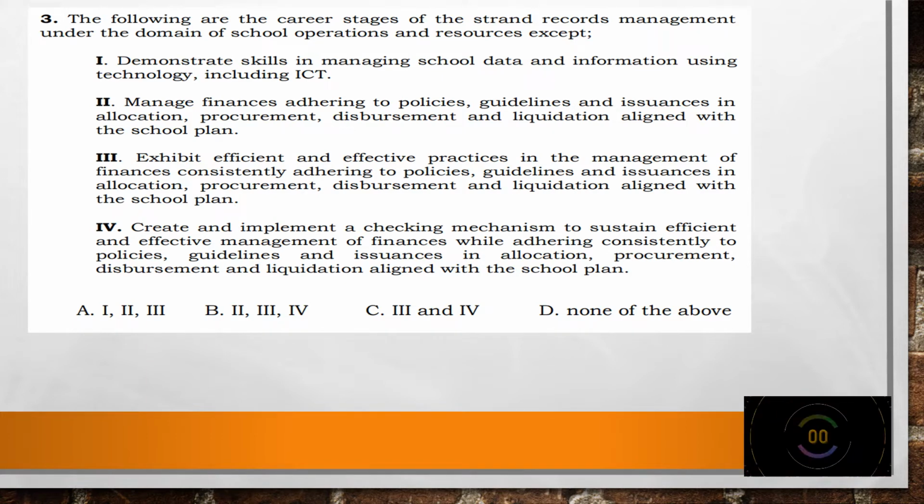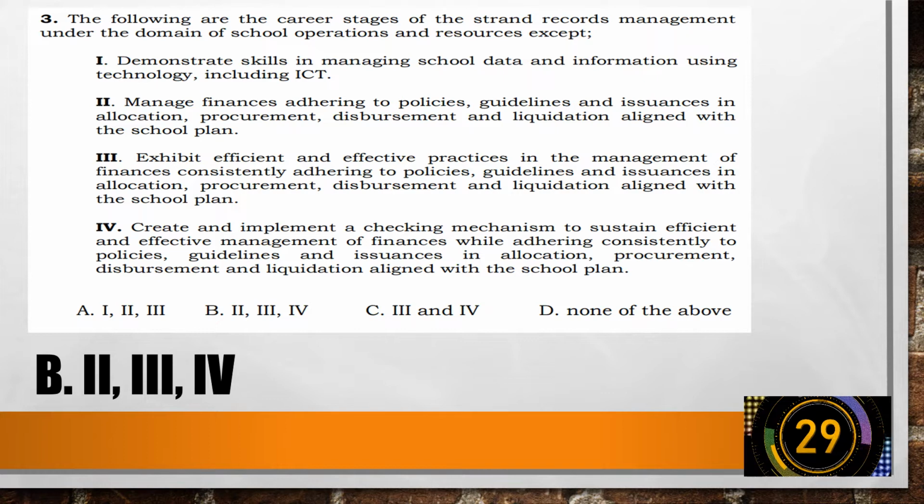And the correct answer is letter B, 2, 3, and 4. We have to take note of the word except. So 2, 3, and 4 are the career stages under financial management, not in records management, because the question is under the strand of records management. So 2, 3, and 4 are not part of the strand in records management, but rather they are part of the financial management.